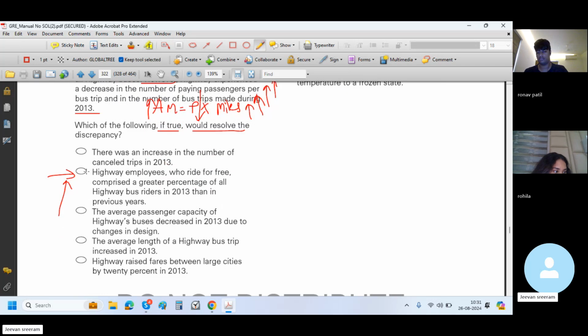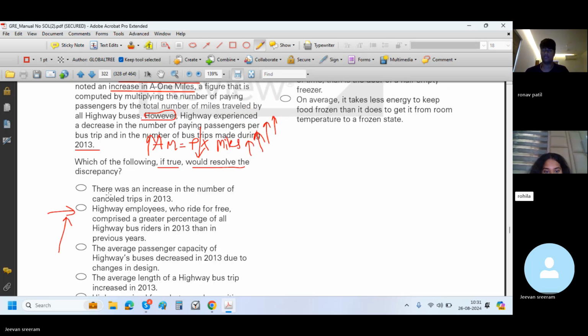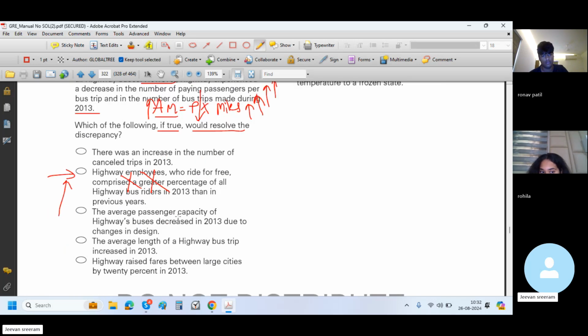Which option? Highway employees who ride for free comprise a greater percentage of all highway bus rides. Is it talking about more miles traveled? None of the options are talking about miles. It must be, because it should increase. Highway employees who ride for free is talking about employees. The average passenger capacity of highway buses decreased due to changes in designs. No. The average length of a highway bus trip, yes.